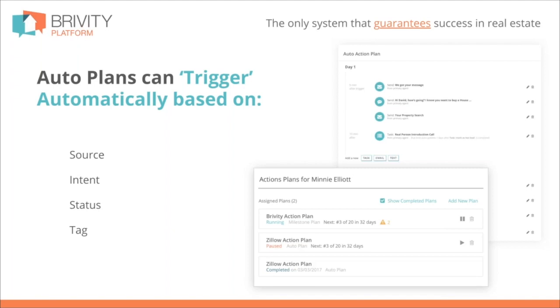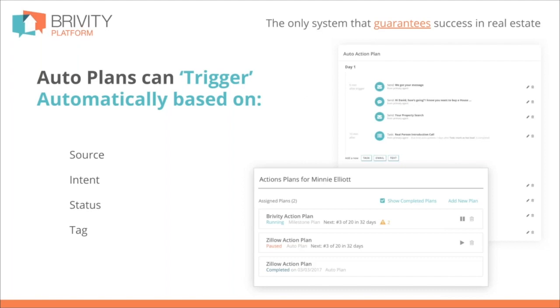So we're going to have a Zillow 10 days of pain plan that triggers on leads with a source of Zillow. We're going to have a website 10 days of pain plan that triggers, at least in our world, when a lead comes in with a source of Brivity IDX coming from our website. We are going to have a different plan. And it's the same plan. We just make a copy of it.